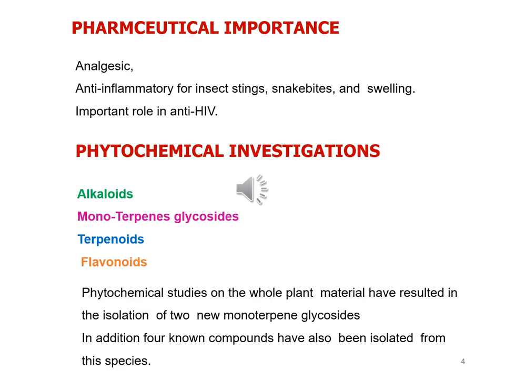Let's see the pharmaceutical importance of the genus Indigofera hetrantha. Indigofera is used as an analgesic. Analgesics are medicines that are used to relieve pain. They are also known as painkillers or pain relievers. Technically, the term analgesic refers to a medication that provides relief from pain without putting you to sleep or making you lose consciousness. This genus is also used as an anti-inflammatory for insect stings, snake bites, and swelling.